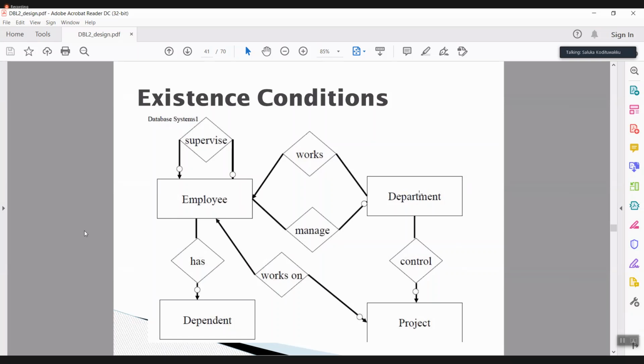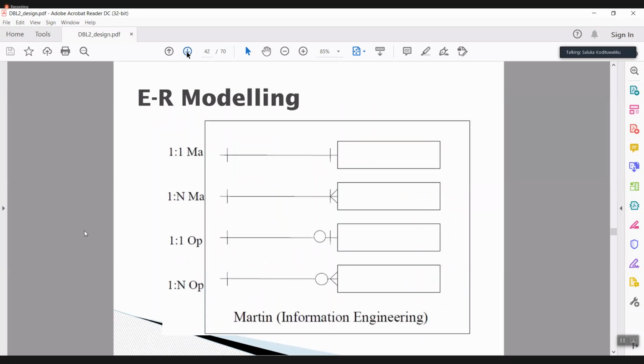And then employee manages department. The employee cannot manage a department if the department does not exist. Department controls project. A department can control a project only if projects exist; otherwise, it cannot. But here you can also see that for employee works for department, there is no existence condition. That means only for the other relationships is there an existence condition, but for this one it is not essential. And this is a representation of this cardinality.